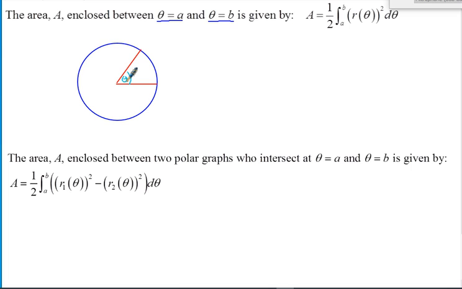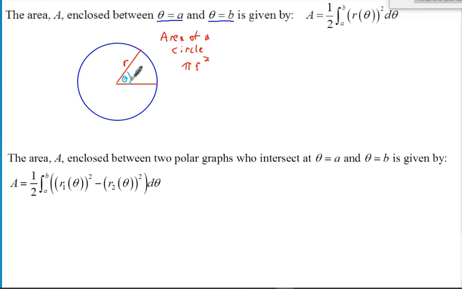So if we wanted to find the area of this segment of the circle right in here, then really we could start with, well, we know the area of a whole circle. Remember, this is r, the radius of the circle, just like it is for polar coordinates. So the area of the circle would be pi r squared, pi times the radius squared. But we don't want the entire circle, we just want this part of it.